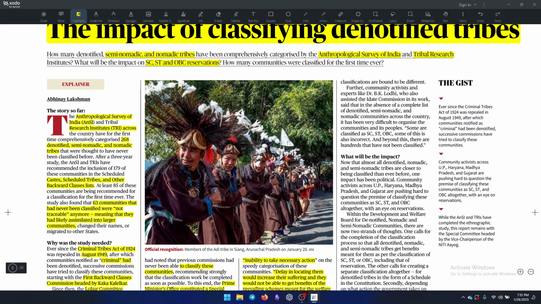Further, community activists and experts like Dr. B.K. Lodhi, who also assisted the Idate Commission in his work, said in the absence of a complete list of denotified, semi-nomadic and nomadic communities across the country, it has been very difficult to organize the communities and its people. Some are classified as SC, ST, OBC. Some of this is also incorrect, and beyond this, there are hundreds that have not been classified.